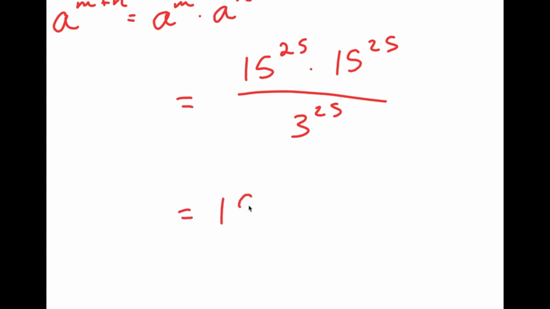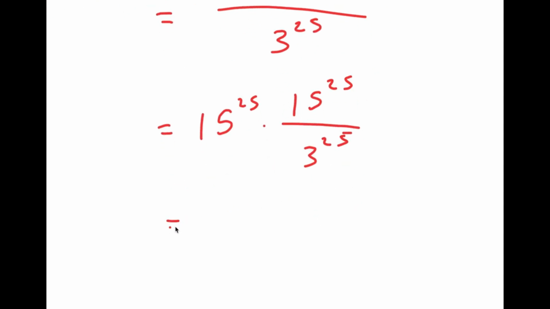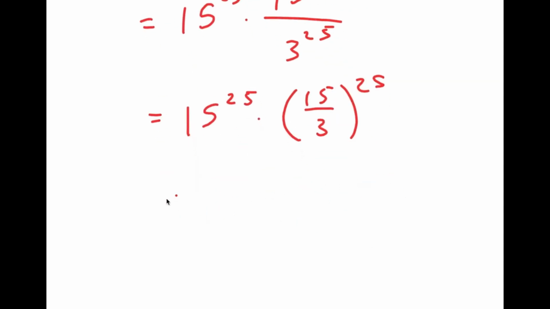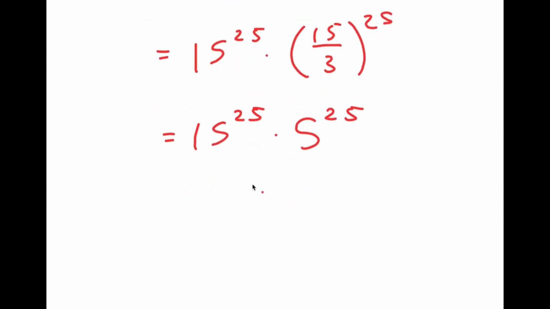And now this is equal to 15 to the power of 25 times 15 to the power of 25 over 3 to the power of 25, which is equal to 15 to the power of 25 times 15 over 3, to the power of 25. And this is equal to 15 to the power of 25 times 5 to the power of 25.